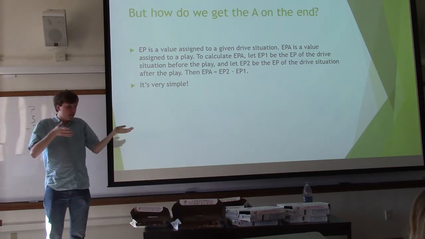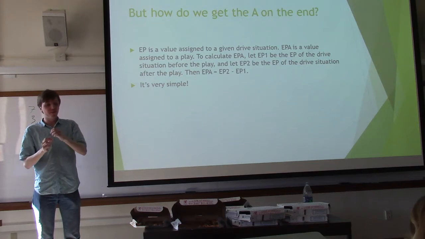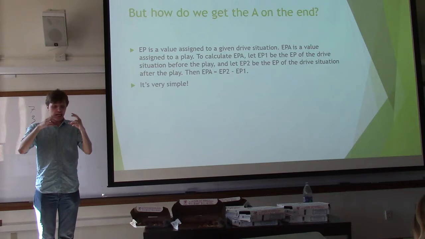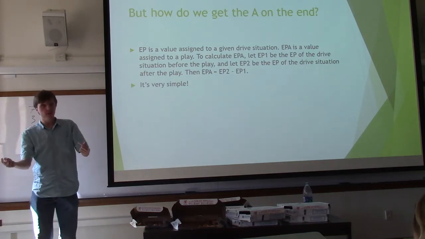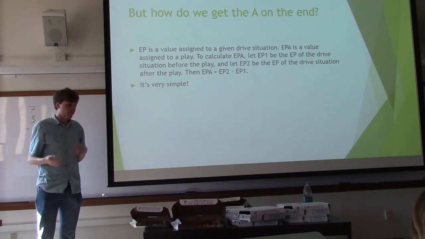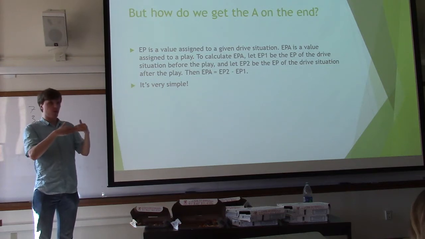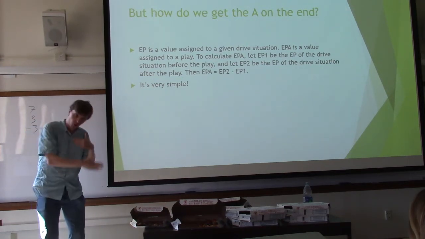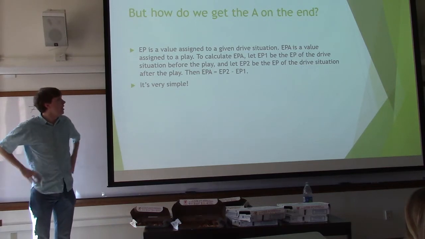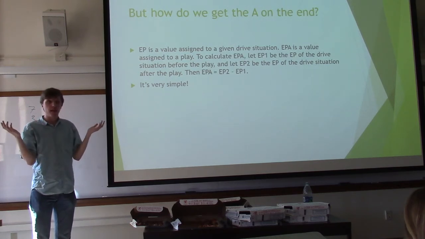Okay, so now that's the expected points. How do we calculate expected points added? The idea is we want to assign a value to every single play to see whether this play improved the team's chances of scoring points, or decreased the team's chances of scoring points. It's very simple. We just look at the play. We look at what the expected points were for the drive before the play happened, and what the expected points were after the play happened, and then we subtract the two, and that's our EPA.